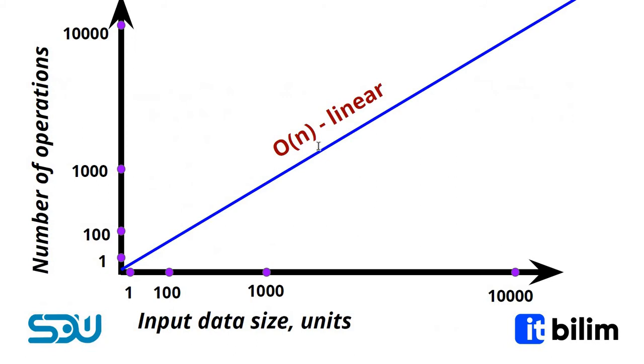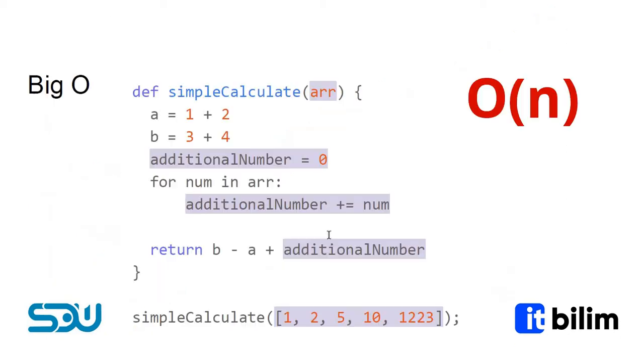and O(n) means it is the linear complexity, because it depends on input data, and when we have many input data, then we have the same number of operations. So this is the linear.